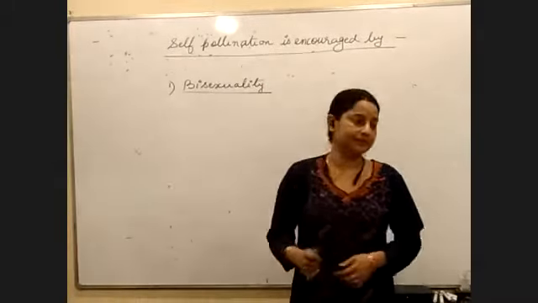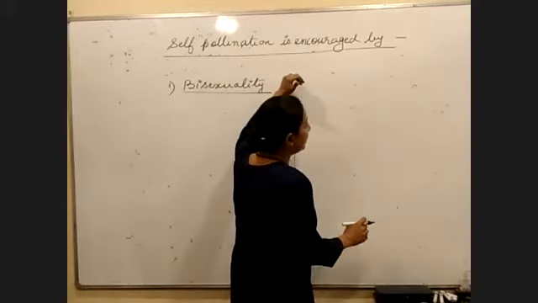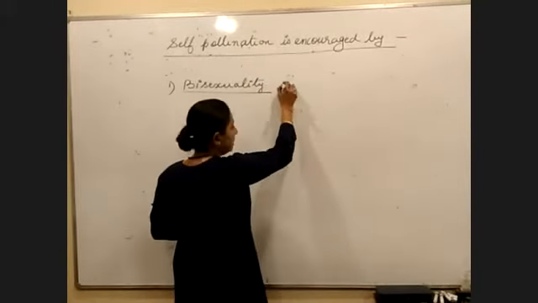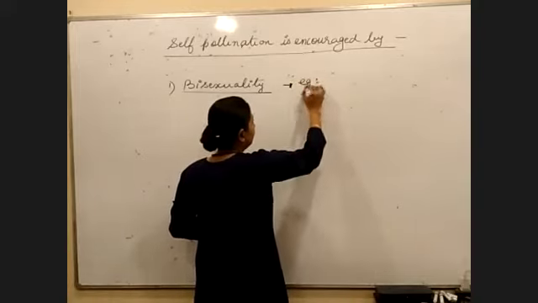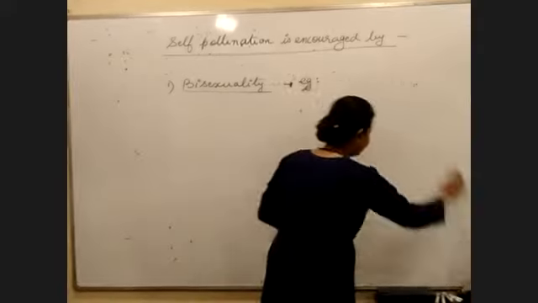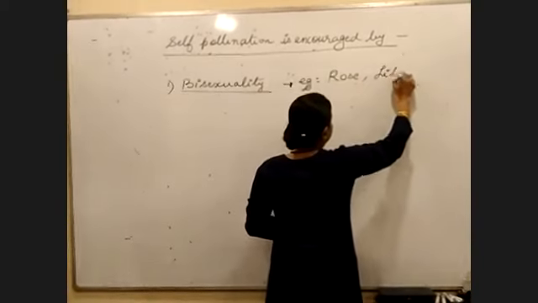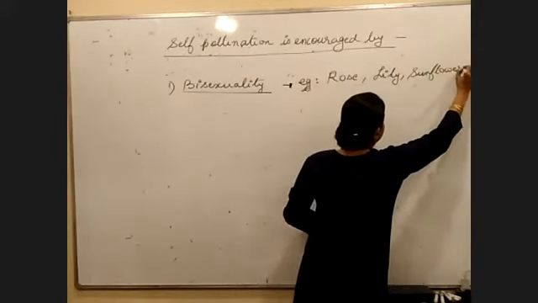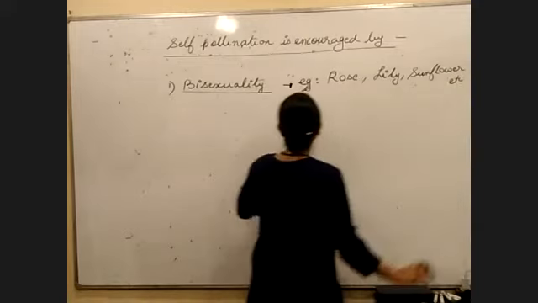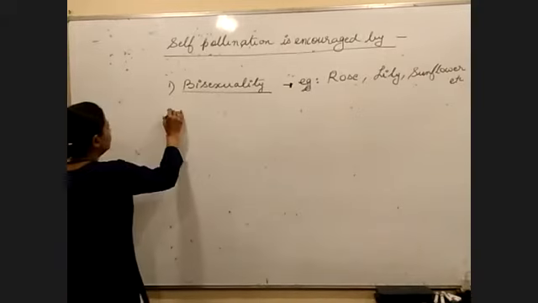Is the point clear? Right? So if the plants are bisexual, the type of pollination that we generally undergo is self-pollination. And if you're talking about bisexual flowers, an example could be rose. So the first condition that encourages self-pollination is bisexuality. We come to the second condition.